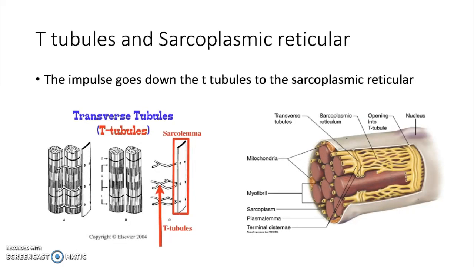T-tubules and sarcoplasmic reticulum. The impulse goes down the T-tubules to the sarcoplasmic reticulum. The action potential goes through the T-tubules, which are extensions of the sarcolemma, and that go into the center of the skeletal and cardiac muscle cells. The T-tubules spread through the muscle fibers.